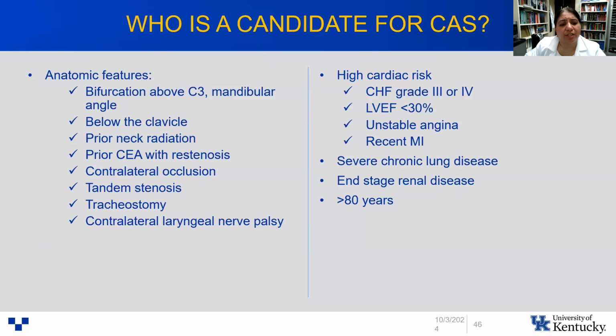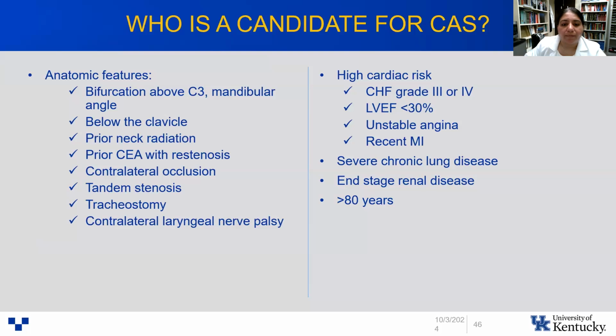Similarly, patients with laryngeal nerve palsy, because the carotid sheath is closely related to the 9th, 10th, 11th nerves, patients who already have a palsy on the contralateral side, if you want to do a CEA, you can risk injury to the 10th nerve on that side too, and that can make things worse for the patients. And this patient would be more suitable for carotid stenting.